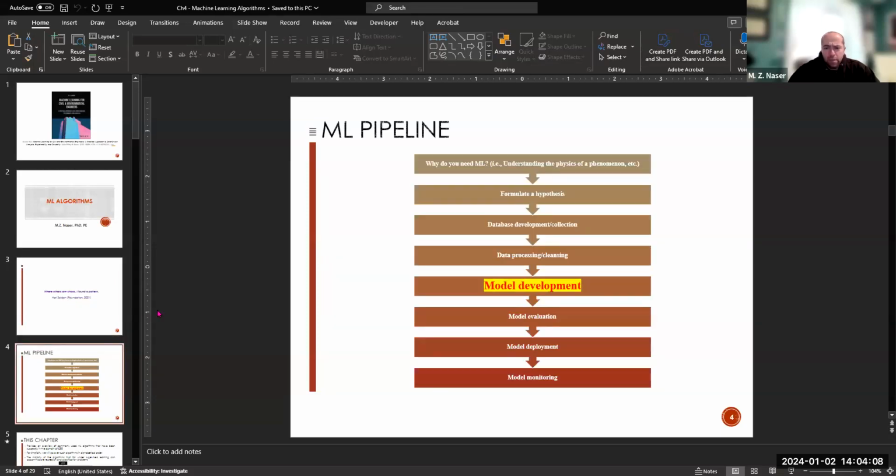If you think about the pipeline, we're somewhere here. We have the data, later we have some kind of hypothesis, some kind of question. We're trying to develop a model. When we develop a model, we find an algorithm, we train it on the data. If it works well, now we have a model.